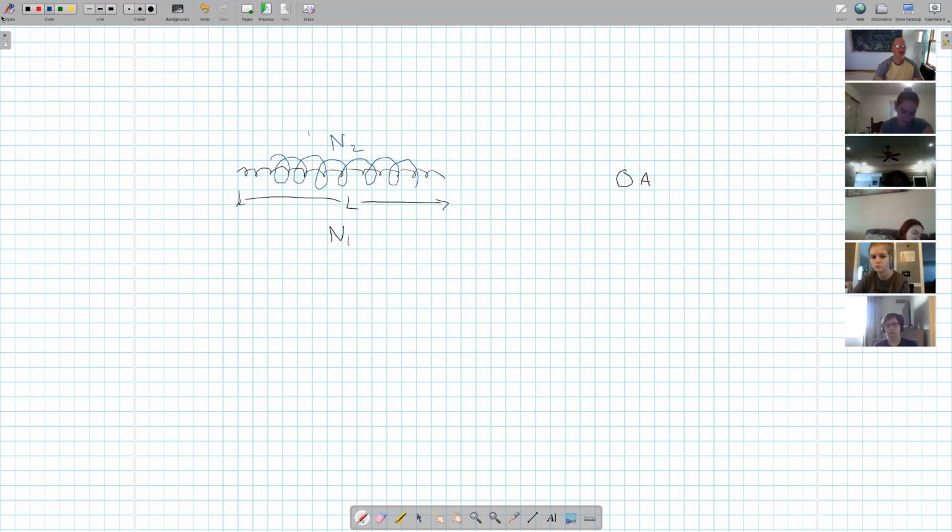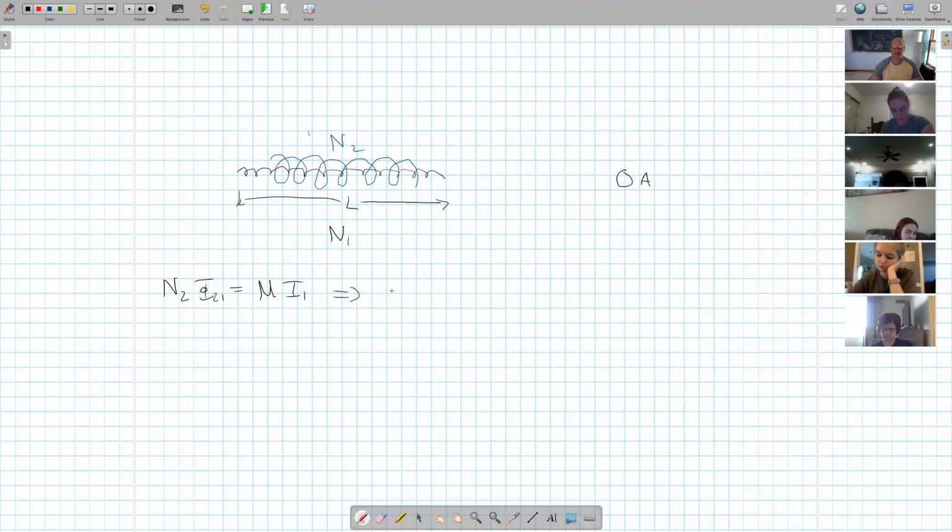So let's go back to what we wrote down. We now know that the number of turns of the first times the flux in the first by the second. Actually, no. Here we want the second one. Let's do the second, not the first. We're going to look at the flux going through the second. So we have the number of turns of the second times the flux through the second by the first is equal to the mutual inductance times the current from the first.